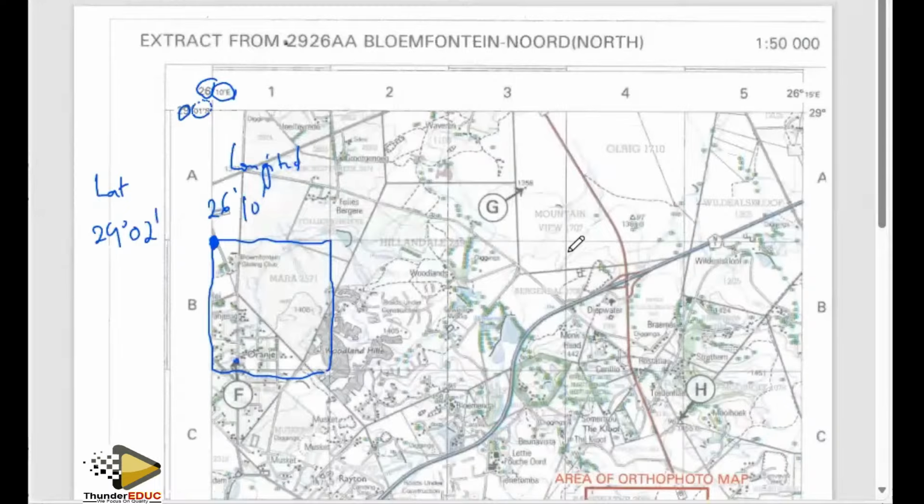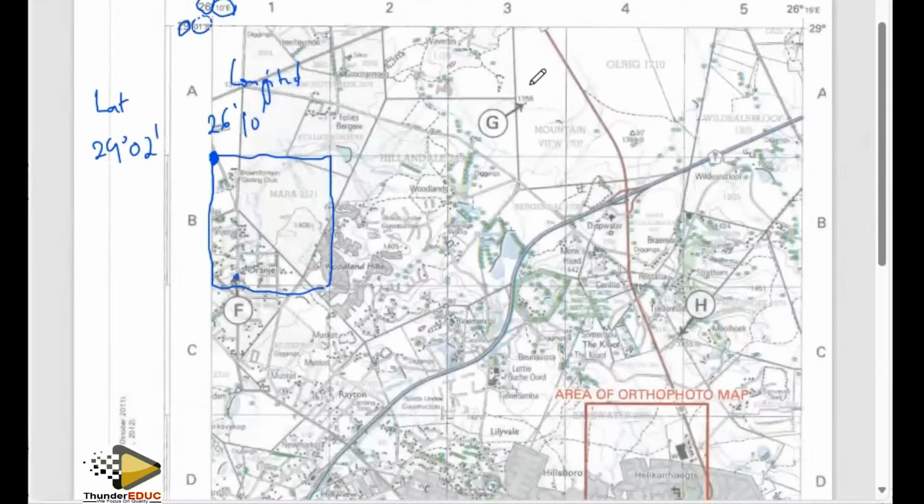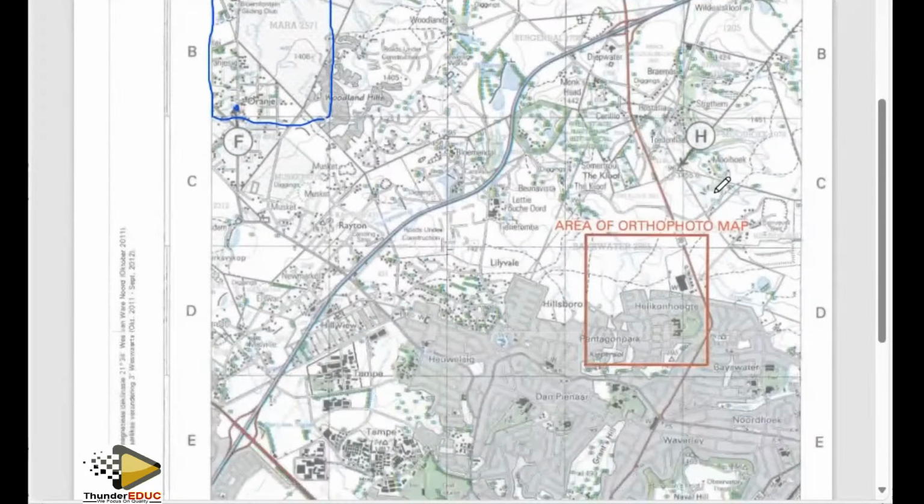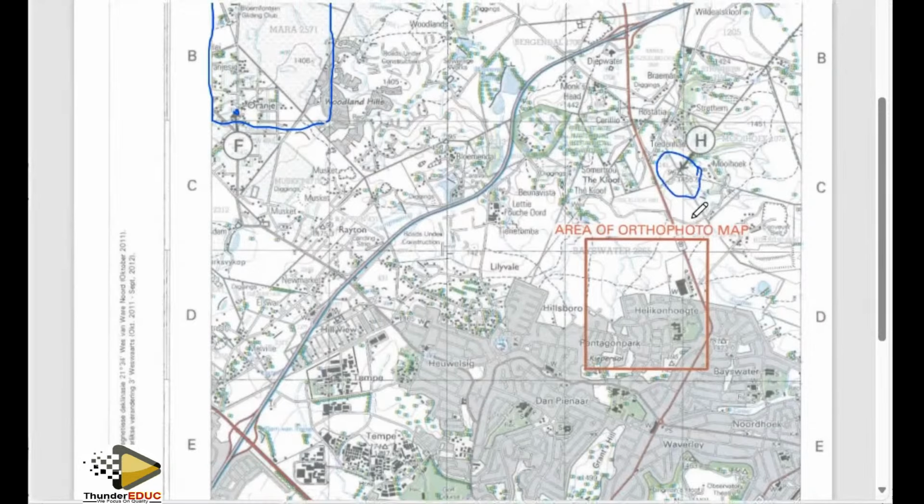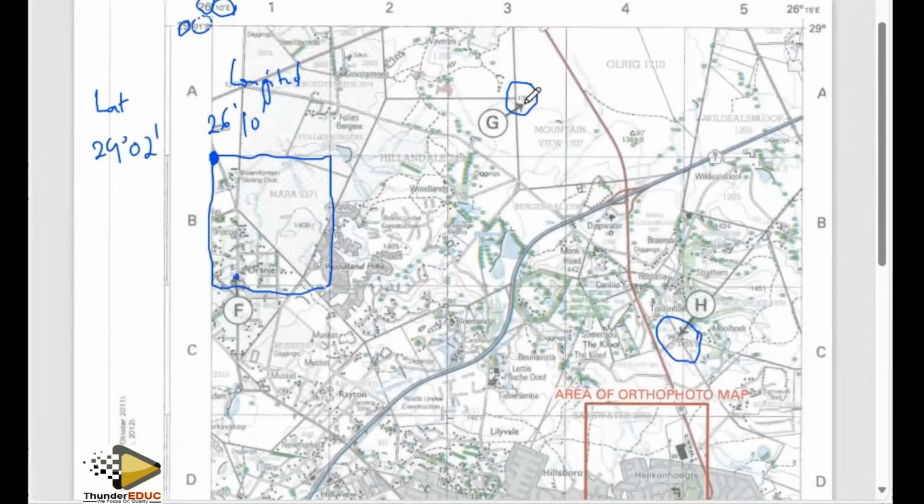Right. We are looking at G. There is our spot height, and also the trigonometrical station 96. We find that the trigonometrical station 96 is here at H. There is our trigonometrical station. We want to calculate the average gradient between this spot height and this trig station. Those are our 2 points on the map.